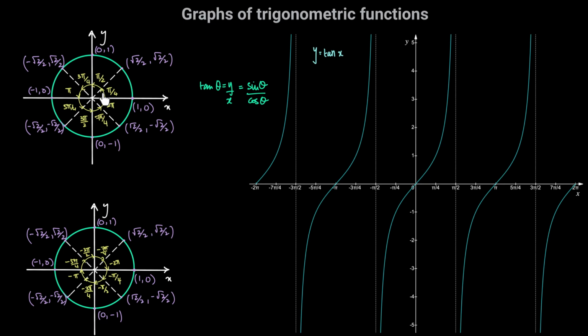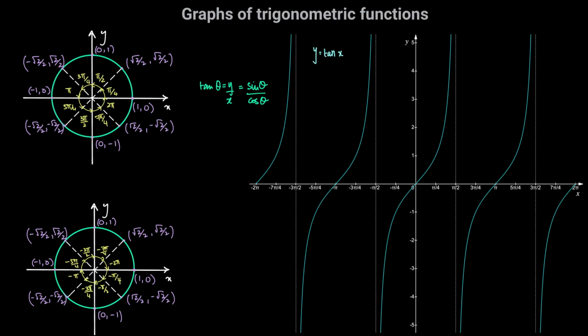Now when the angle x is 45 degrees or pi over 4 radians, we can see that the x and the y coordinates are the same. So y divided by x, that is sine x over cosine of x, is equal to 1. So we can see here that when x is pi over 4 radians or 45 degrees, tan of x is equal to 1.